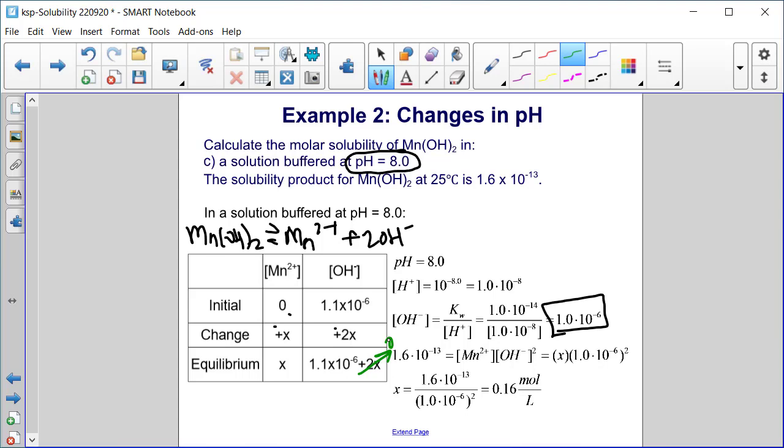And so we can use our KSP expression, and the value of KSP that was given, 1.6 times 10 to the minus 13th, equals the manganese concentration at equilibrium, which we set equal to X, times the hydroxide ion concentration, which is given as 1.1 times 10 to the minus 6. We need to square that from our KSP expression and solve for X. We get 0.16 moles per liter.